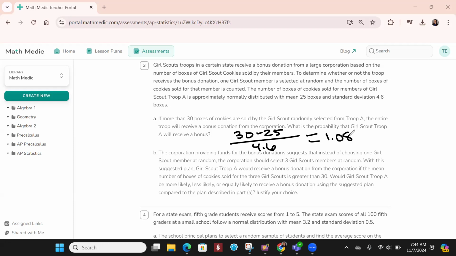0.0869. Okay, and then we go to our table. And what do you get? I don't think that's the exact value because it's from the calculator. 0.139. The P-value is 0.139.